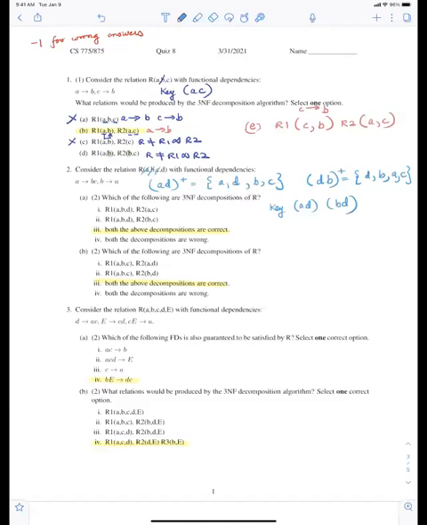Okay, so let's start with the first option, which is ABD and AC. In this case, if you look at the functional dependency, you have A going to C. So that's how you get the table AC. And then you're bringing A over to R1. So A is the thing that connects these two tables.